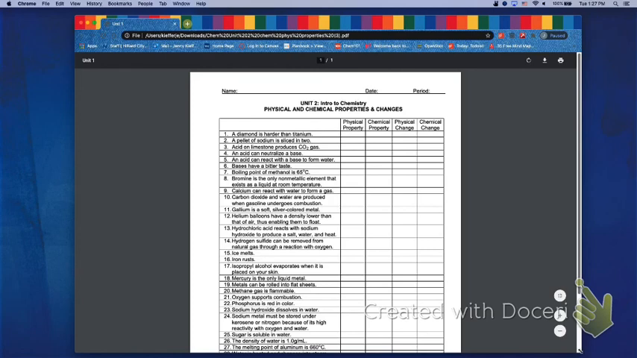So this is your assignment for today. You'll notice in here that we've got different statements, like a diamond is harder than titanium. And then we want to classify this as one of the four, either a physical property, a chemical property, a physical change, or a chemical change. So the fact that a diamond is harder than titanium, that would be a physical property. And so we're going to put an X or a check mark in this box. Only one box for each line, okay? So go through and classify those.